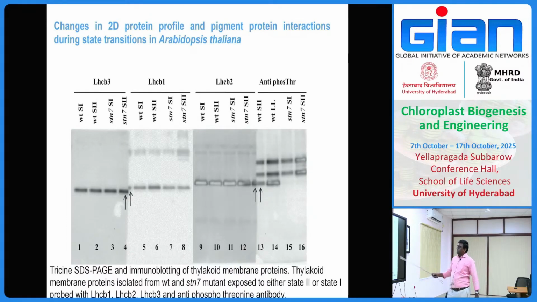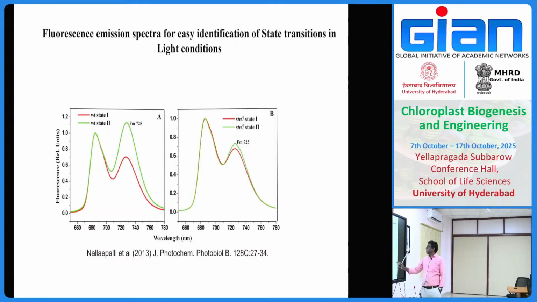So here, all of them are getting phosphorylated. B1, B2, B3, all of them are getting phosphorylated. We are matching here. When you see this, this is the antibody we used, anti-phosphothreonine.